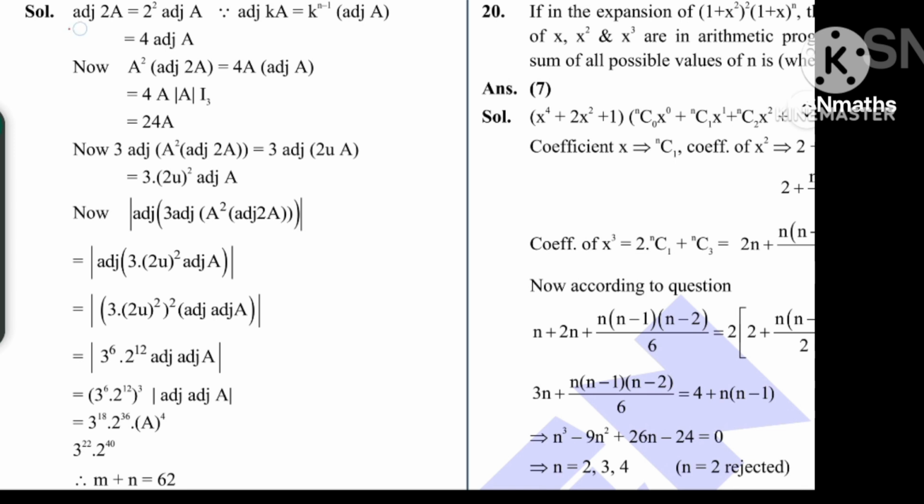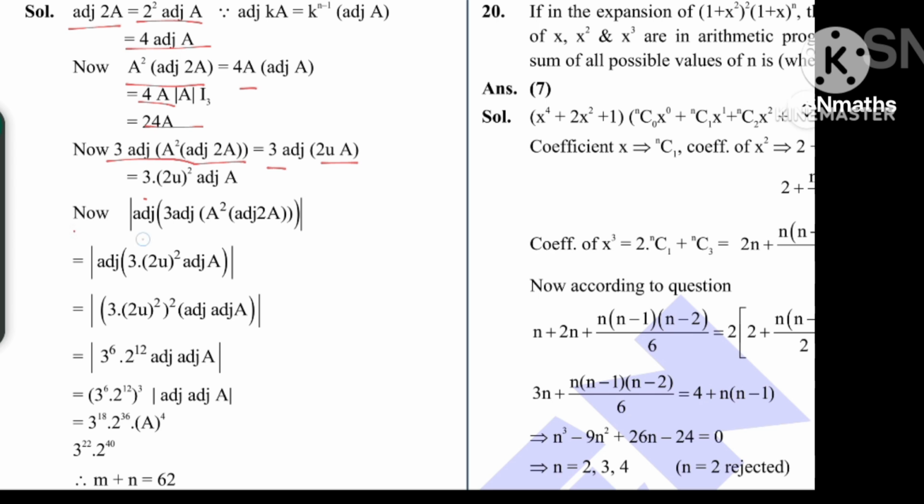Now first, adjoint of 2A means 2 square adjoint A. So we know the formula, adjoint of K A is K power n minus 1 adjoint A, which gives 4 adjoint A. Now A square adjoint of 2A means 4A adjoint A, so 4A det A into I3, so 24A. Now 3 adjoint of A square adjoint of 2A means 3 adjoint of 24A. Now 3 into 24 whole square adjoint A.